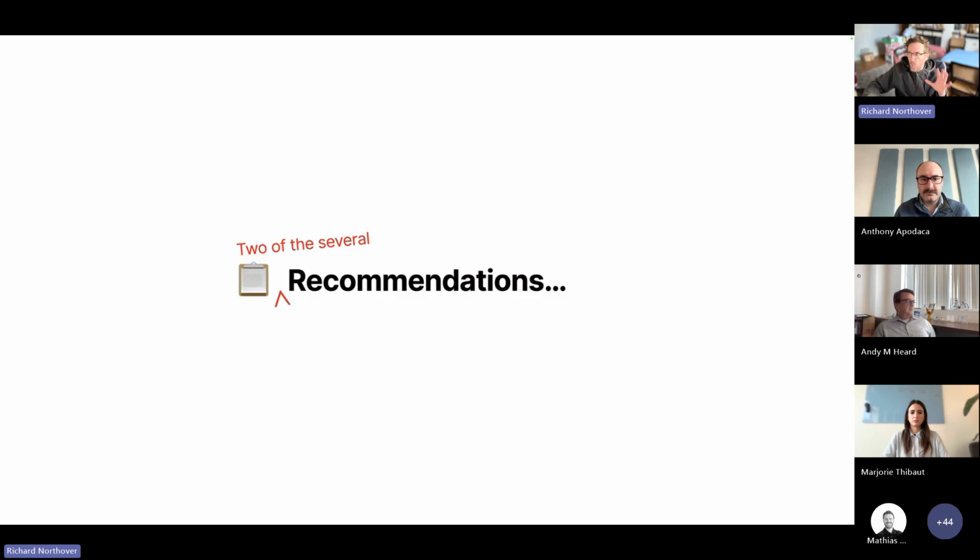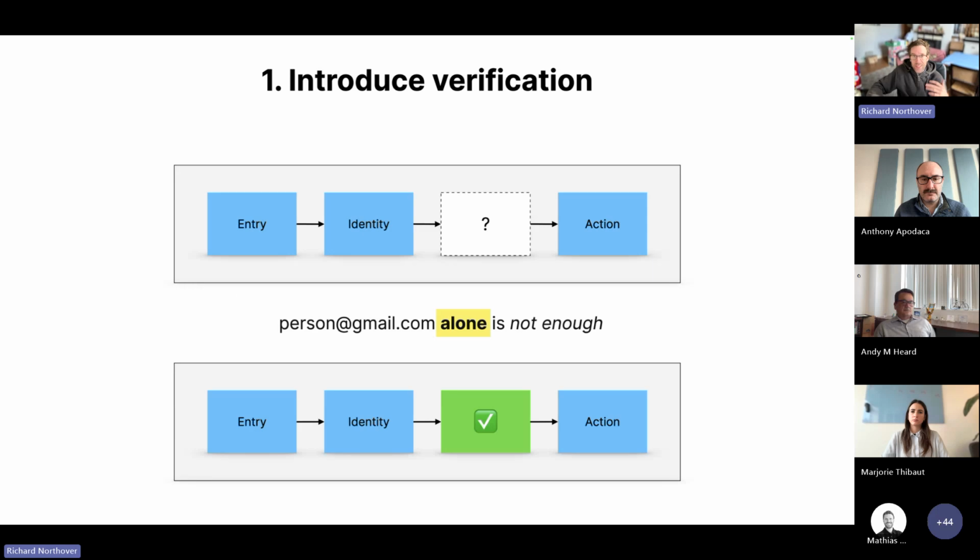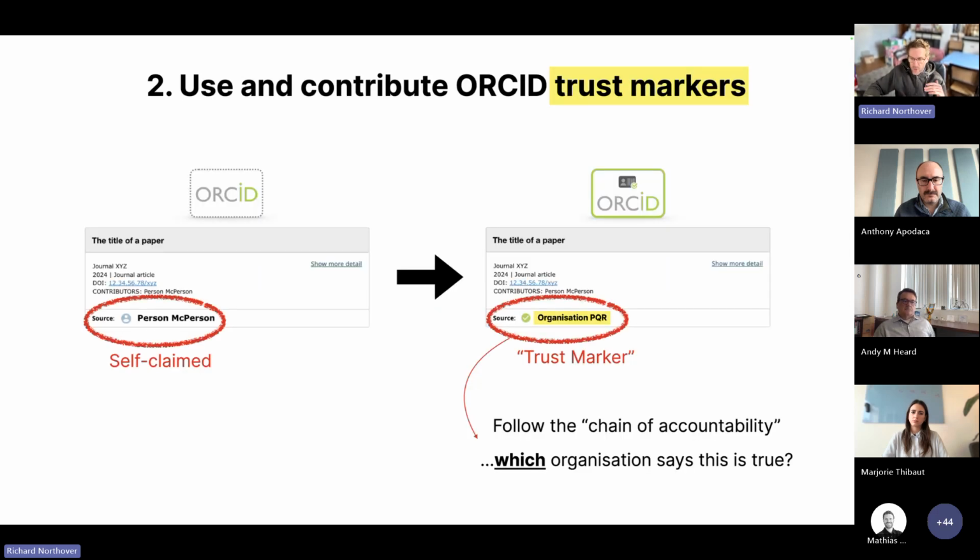So what are the main recommendations of the framework, just quickly? Well, the main one, like I've said, is to add verification where appropriate to the specific context of an individual journal, because relying on untrustable things like generic email addresses is leaving the door open to manipulation and fraud. The other main recommendation is to make use of trust markers.